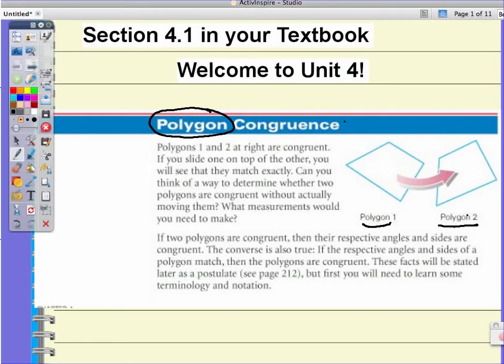Not a whole lot you need to write. Again, I'll be letting you know if there are things you don't need to write and things you do need to write. But really, there's not much on this page. Really, it's going to be coming in the next couple of pages.